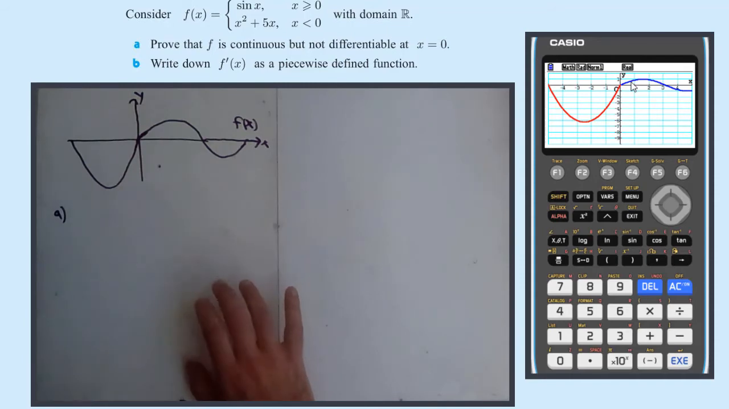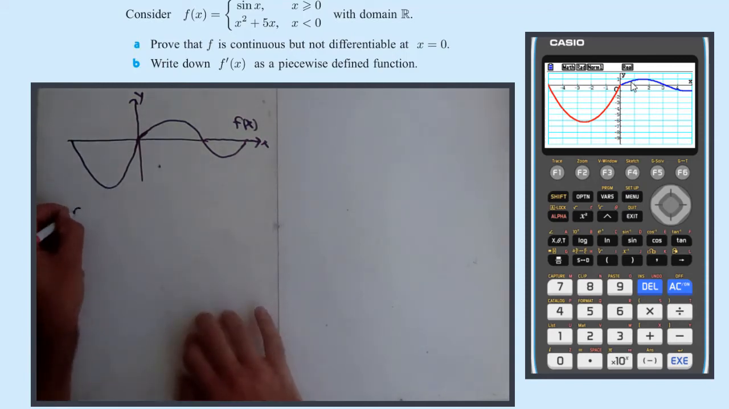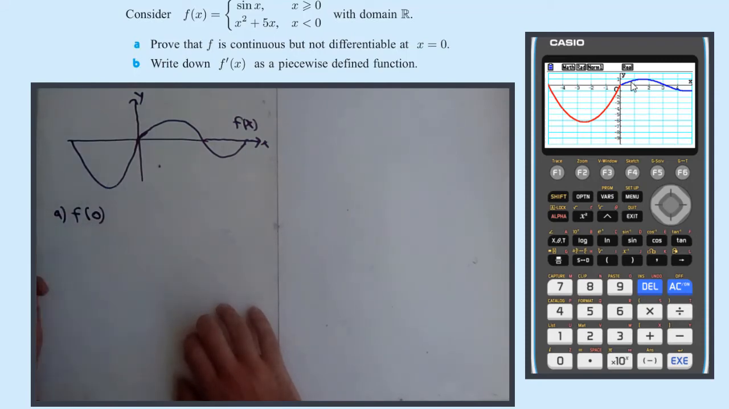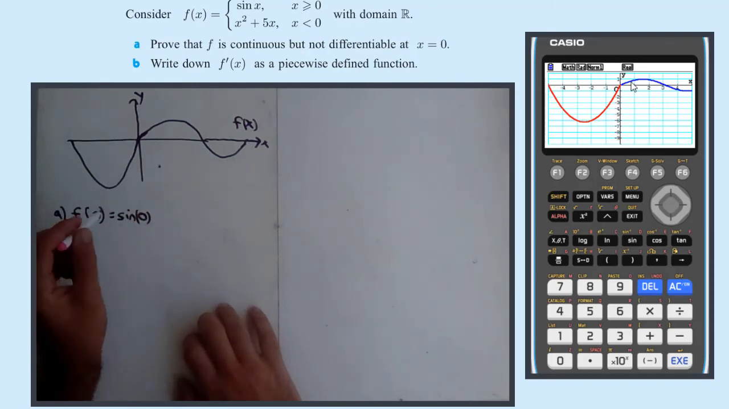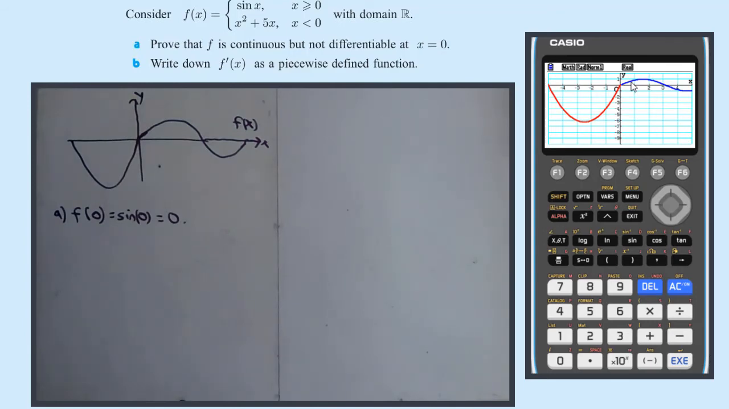So remember, if we start with being continuous, to be continuous, firstly f of a needs to be defined, a in this case being 0, so we need to show that f of 0 is defined. So f of 0, well, it says when x is greater than or equal to 0, f of x equals sine x, so that would be sine 0, and sine 0 is 0. And then we need to show that the limit as x approaches 0 in both directions, the limit of f of x, we need to show that they're both equal and that they're equal to 0.